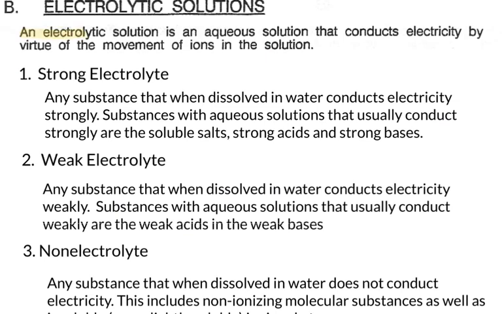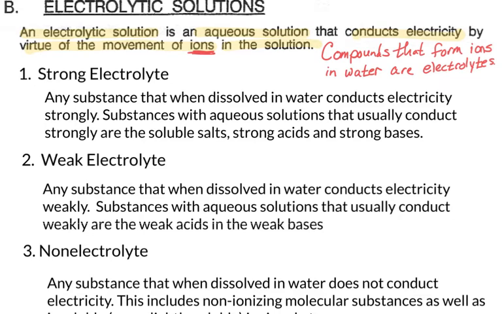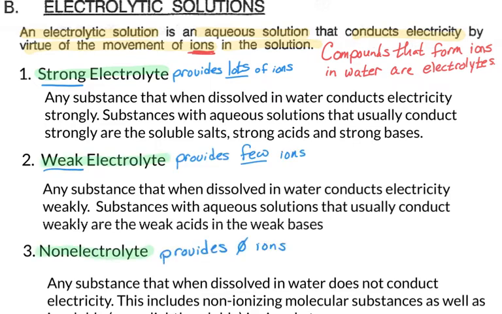An electrolyte solution is an aqueous solution that conducts electricity by virtue of the movement of ions in the solution. For this to happen, that means there has to be ions present to carry the electricity. When we talk about the substances that are electrolytes, we're going to talk about substances that form ions in water. And so we can have a strong electrolyte, which gives lots of ions, a weak electrolyte, which doesn't give very many ions, and a non-electrolyte, which gives no ions at all.